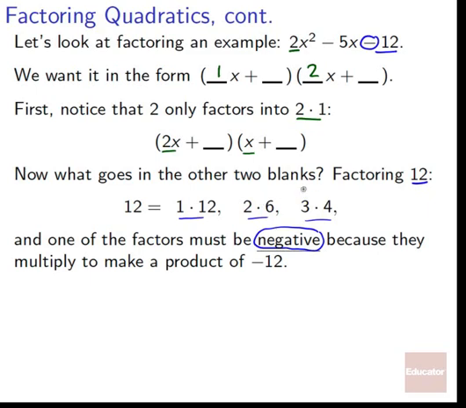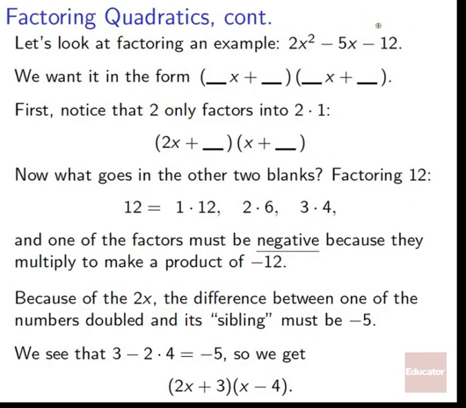We're not going to use all of these at once. We'll have to figure out which one's right. But one of them will have to be negative because of this negative sign up here. We start working through this, and we know that there's this 2x at the front, so it's going to multiply this one, and it's going to effectively double whatever we put here. So the difference between one of the numbers doubled and its sibling, whatever's here times this 1 in front of it, must be negative 5, because we get negative 5x. We notice that 3 minus 2 times 4, 2 times 4 is 8, 3 is 3.